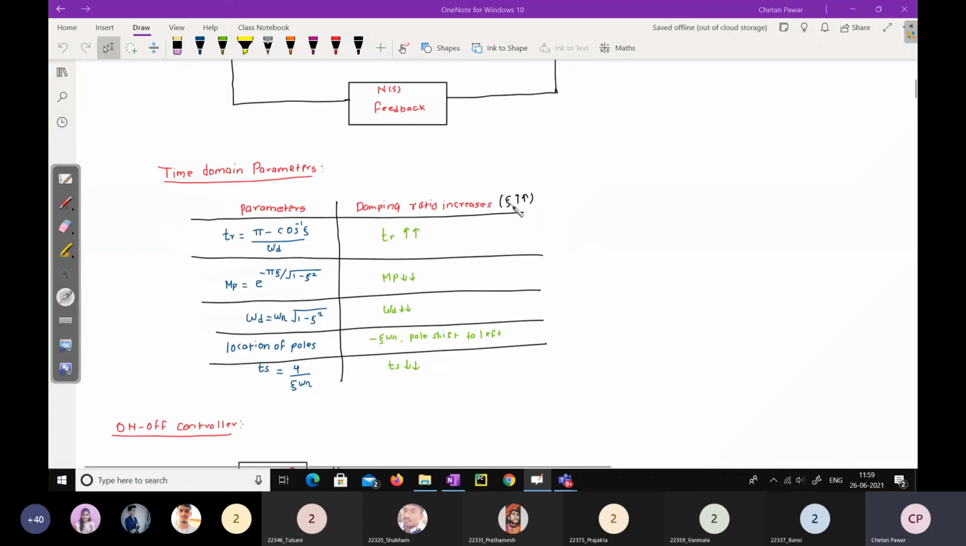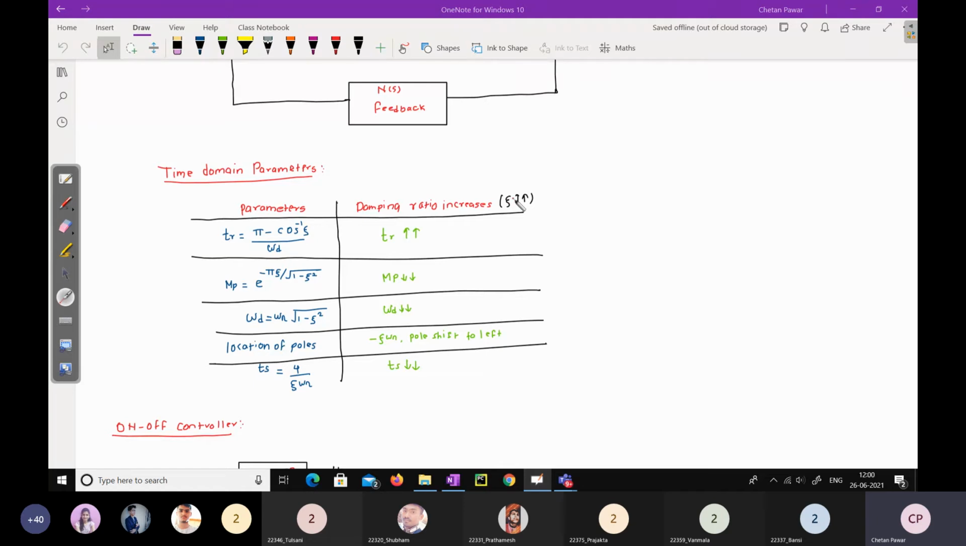We have done the analysis for the second order system. We have found the different parameters: rise time, peak overshoot, damping frequency, location of the poles, and the settling time. So if you increase the zeta value, if you increase the damping, what will happen? If you increase the friction, if you increase the resistance, what will happen?